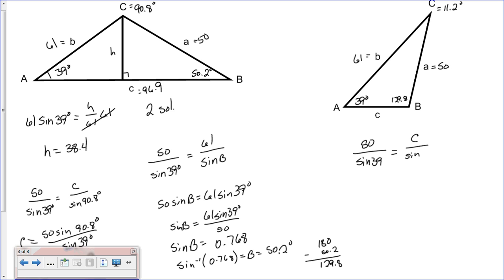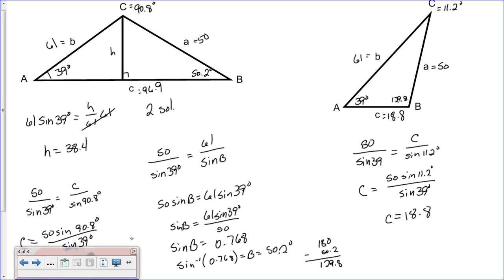So now this is going to be divided by the sine of 11.2 degrees. Multiply both sides by the sine of 11.2, and you get C is equal to 50 times the sine of 11.2 divided by the sine of 39 degrees. Punch all that into your calculator, and you get this C as 18.8 units. So again, double check, make sure it makes sense. Smallest angle, smallest side. Largest angle, largest side. They both make sense.